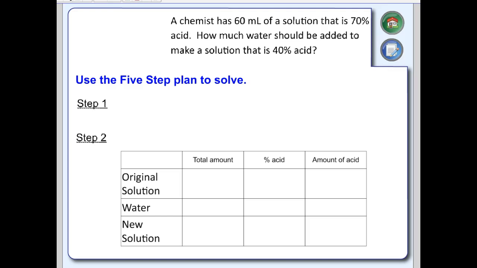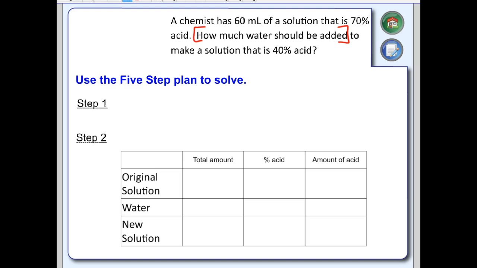Now, let's go ahead. We're going to quickly look at a chemistry problem, all right? A chemist has 60 milliliters of a solution that's 70% acid. How much water should be added to make a solution that is 40% acid? So when we look here and read through it, the question is how much water should be added? Okay, that's what we're looking for. That's what the question is.